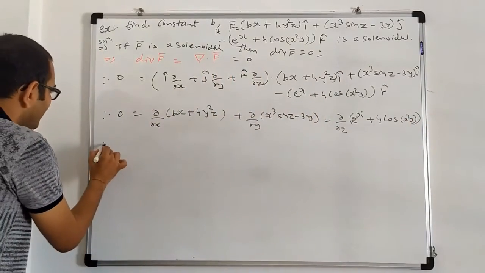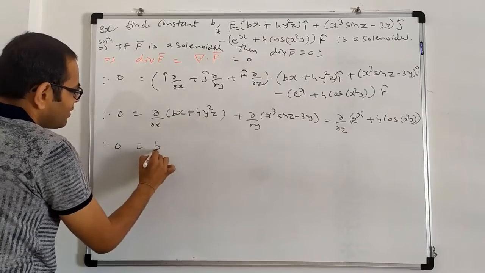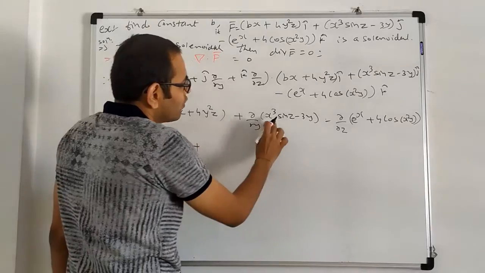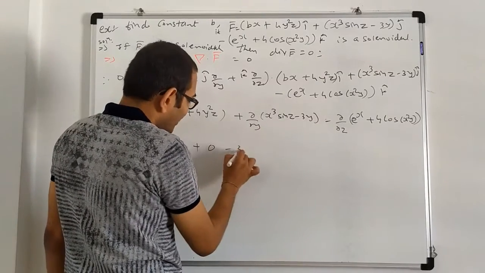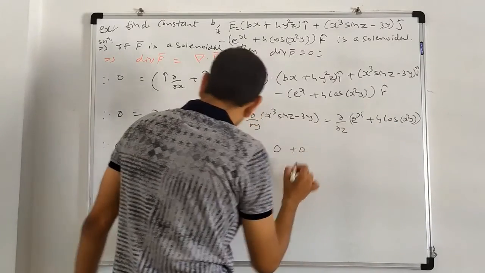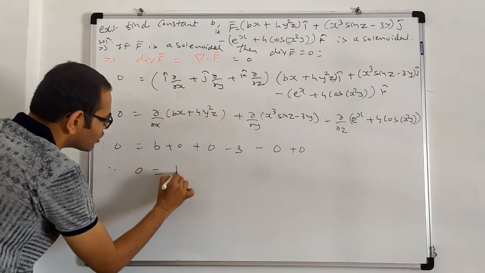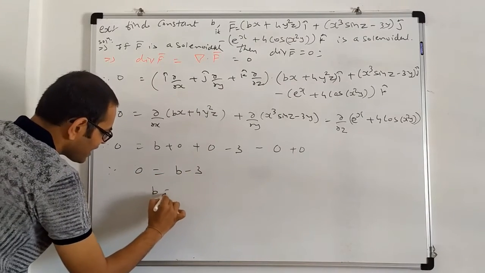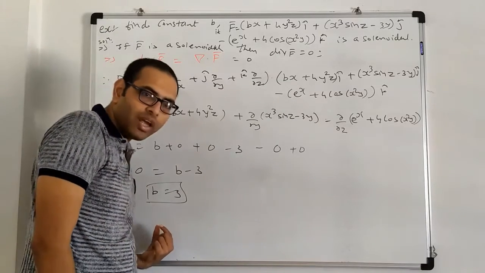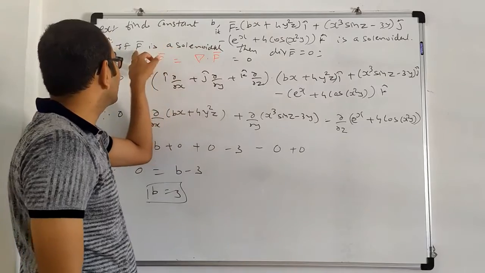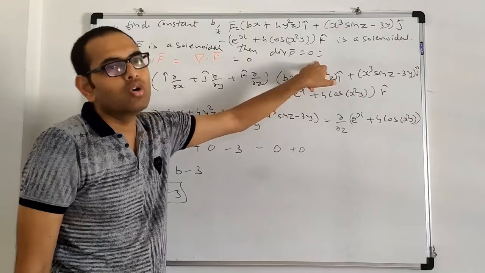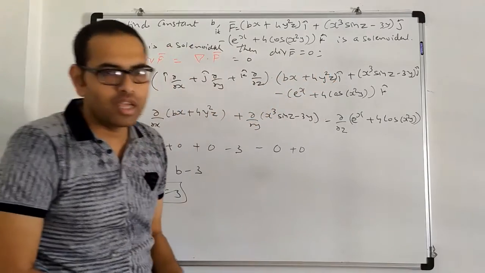Now differentiate with respect to x, then b plus, since x was not present, the constant term is 0 with respect to y, then first term 0, minus 3, minus with respect to z, then 0. Then we get the equation 0 equal to b minus 3, then b equal to 3. The value of constant b is 3. Here the condition which is given in the question, we take divergence f bar equal to 0. We must write this condition.